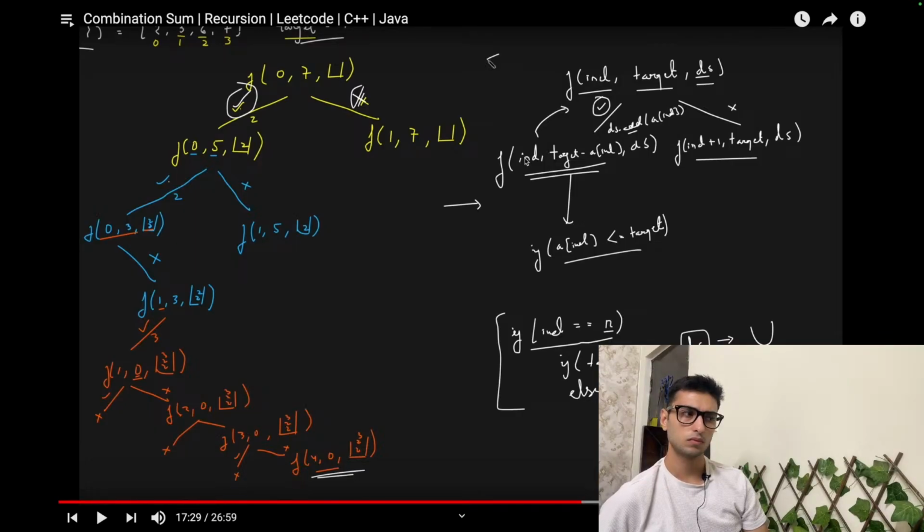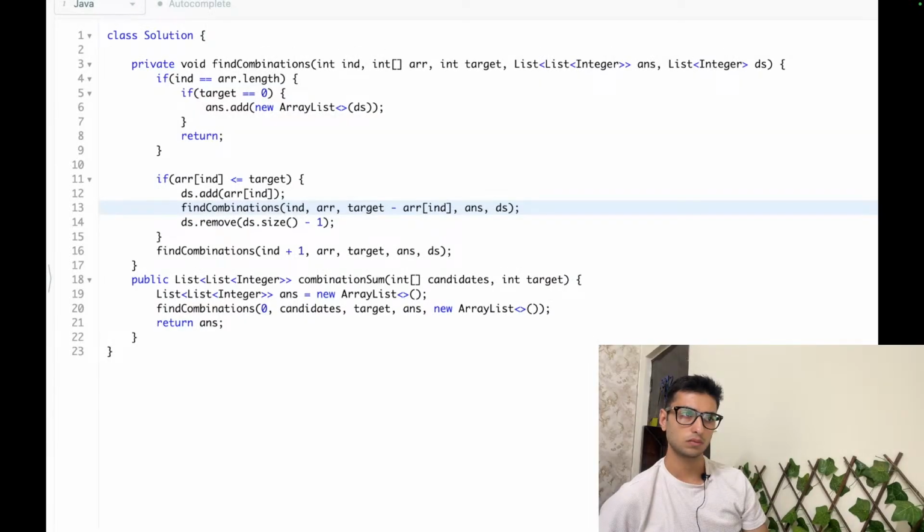Because once you have picked the index, you cannot pick it once more. So that is why index plus 1. If I look at the code for combination sum 1, the only change that I need to make will be over here, plus 1. While picking, I will move to the next index instead of staying at the same index.